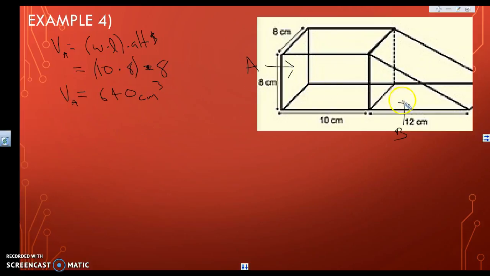So let's go ahead and find the volume of our triangular prism, figure B. Figure B is given by the formula of base, which is going to be our triangle area, which is 1/2 base times height, times our altitude. So let's plug in what we know. Our base will be 12. And our height is given by this length right here, which is 8 centimeters.